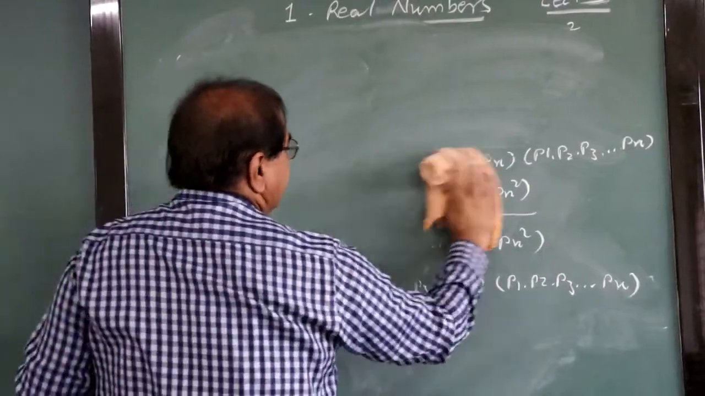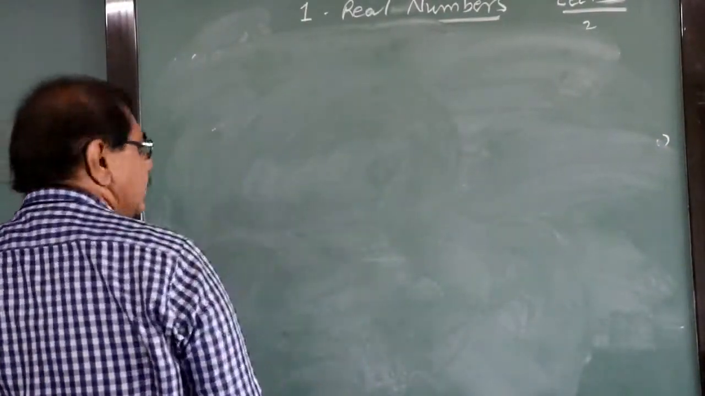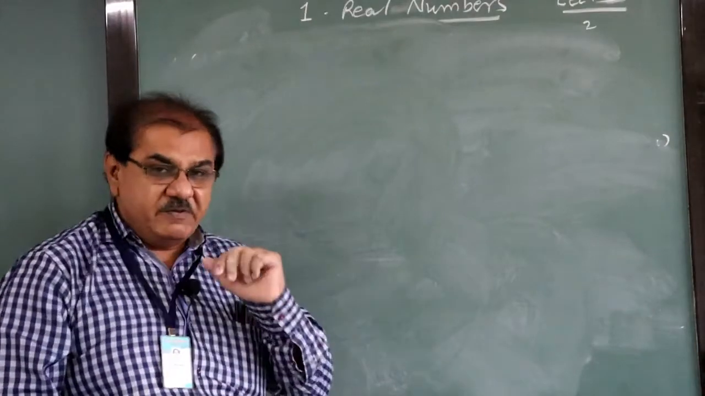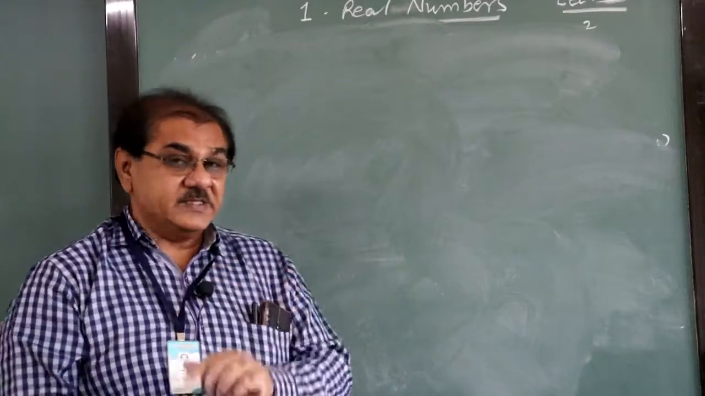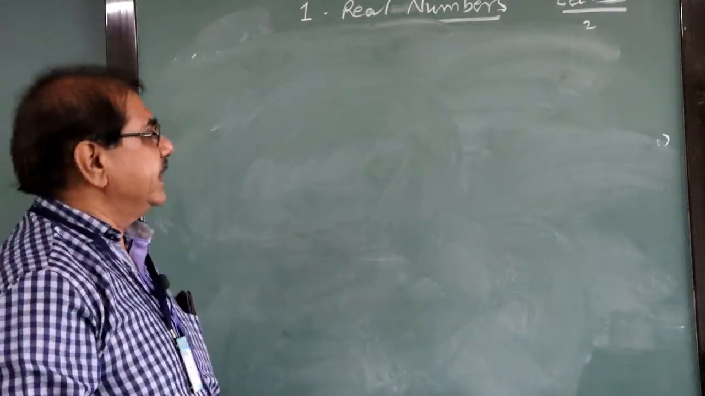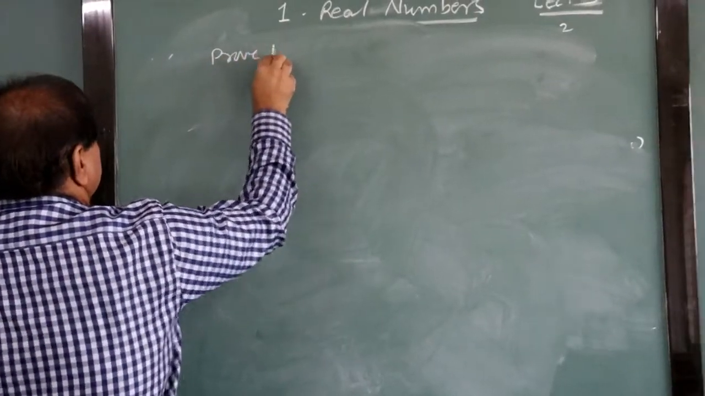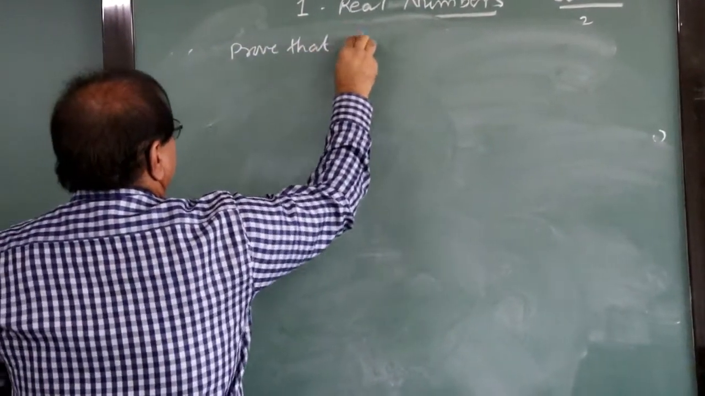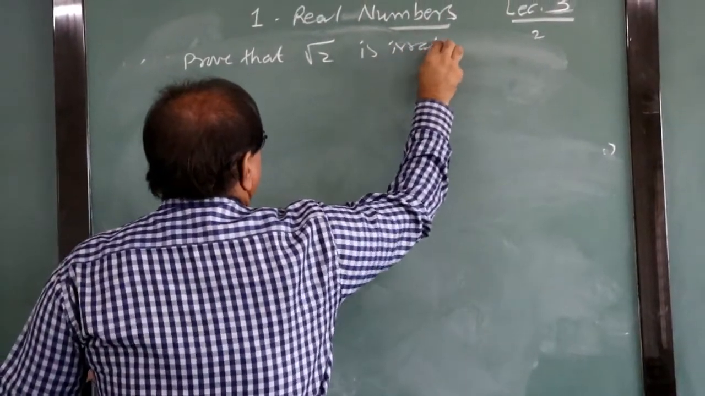We have many irrational numbers. In standard 9 we studied root 2, root 3, root 5, but did we prove that root 2 is an irrational number, root 3 is an irrational number? Today we give you the proof. So what is the question? Prove that square root 2 is irrational.